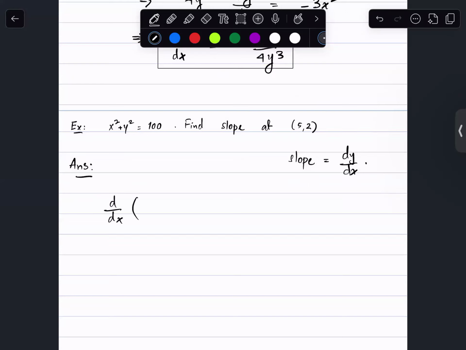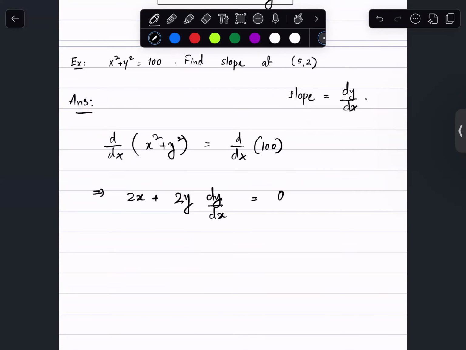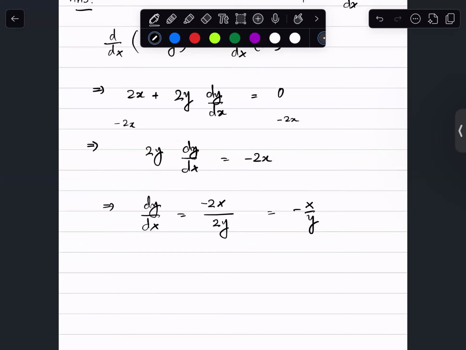So we know how to find dy over dx. We just take the derivative with respect to x on both hand sides. Then we get 2x plus 2y dy over dx, right? By doing the derivative, and then 0 on the other hand side. And then we just subtract 2x to get 2y dy over dx to be negative 2x. And then we just divide by 2y to get minus x over y as my dy over dx.